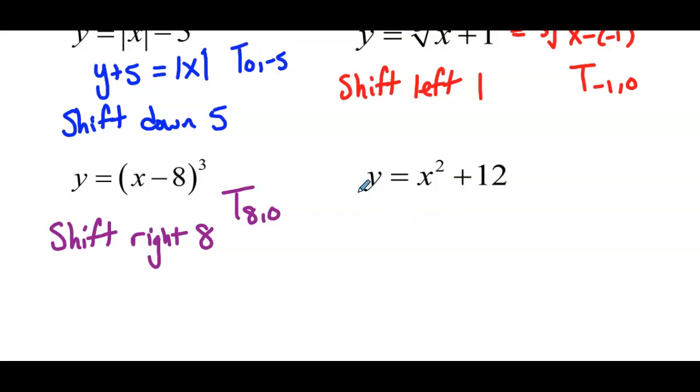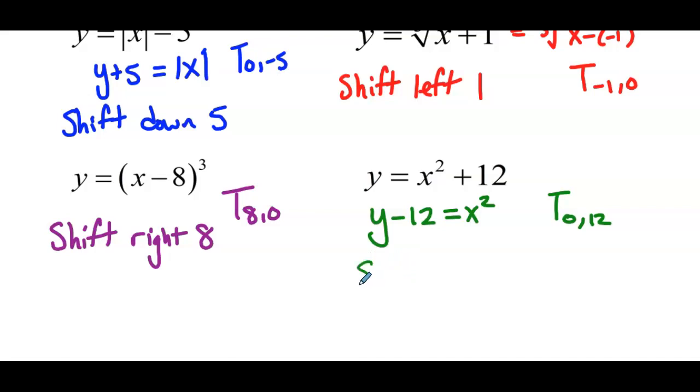And then last, we have y equals x squared plus 12. So putting it in our format, we have y minus 12 equals x squared. So our translation: nothing to the x's, so 0. And to the y's, if the equation is telling us to subtract 12 from the y's, then we're going to do the opposite. We're going to add 12 to the y values.